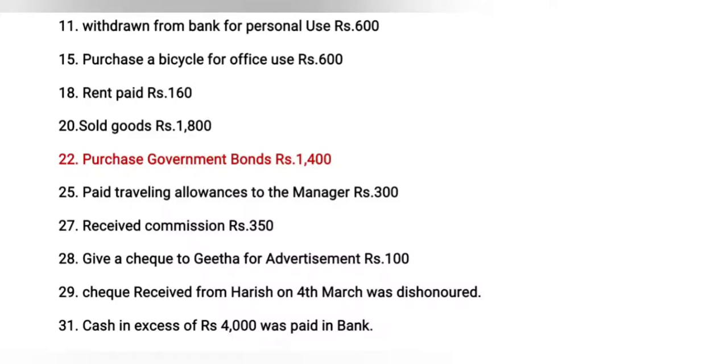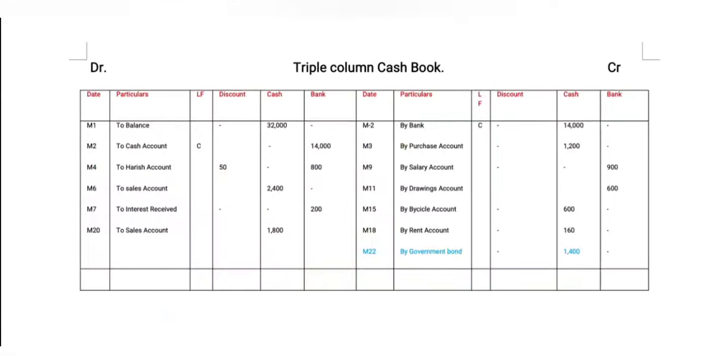The next transaction, 22 March, purchased government bonds for 1400 rupees. Here bonds are treated as an investment. So we are going to the credit side of the cash book. Cash book credit side, why? Because we purchased government bonds. Here, March 22, by government bonds, with cash. That's why we come to the cash column. It is 1400 rupees. This transaction is completed. Now we are going to another transaction.